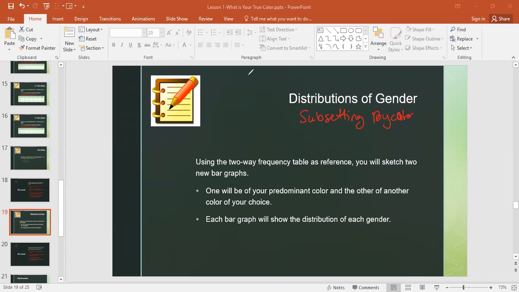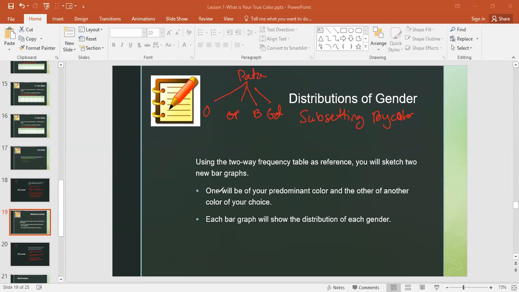We are going to be taking our data, right? And we're going to be looking at the orange, the green, the blue, and the gold data separately, and we're going to graph the genders. So we're going to be comparing our distribution of genders by grouping, by subsetting our data based on the color, okay? So what we're going to do is we're going to use our two-way frequency table once more, and we're going to sketch two new bar graphs.